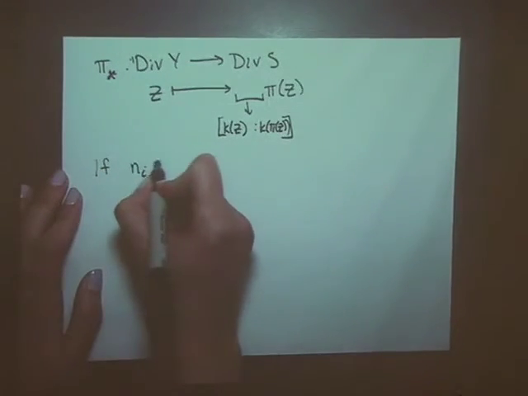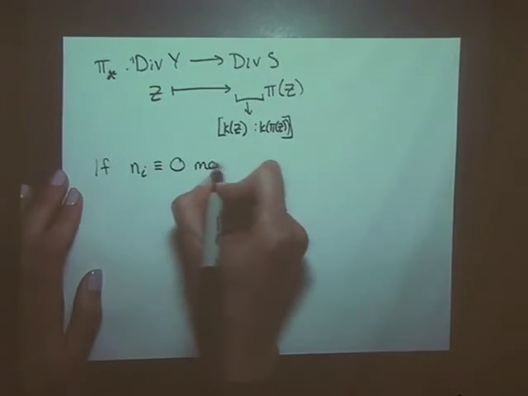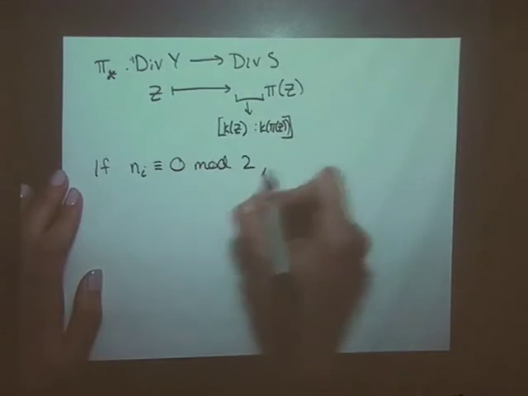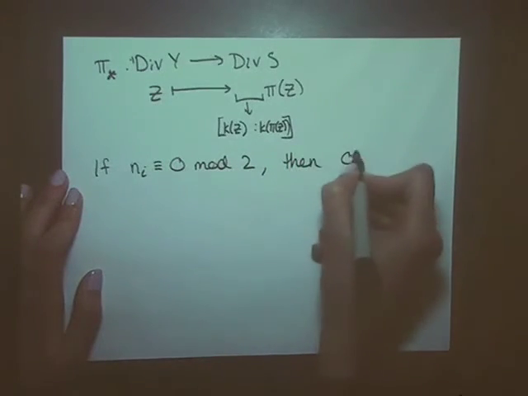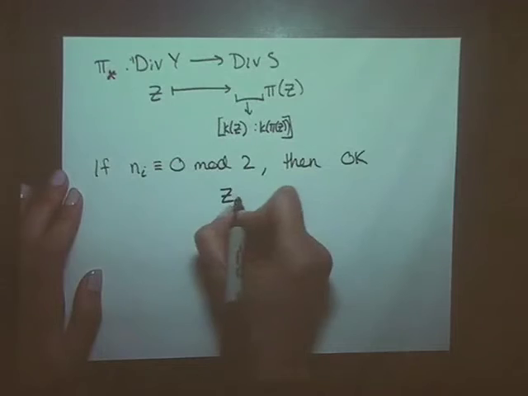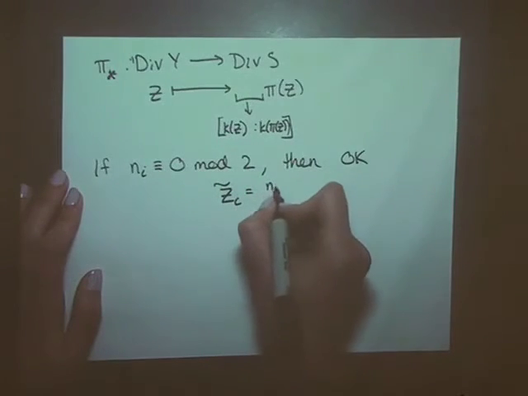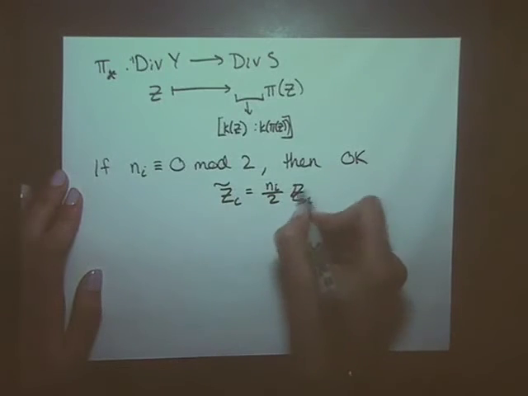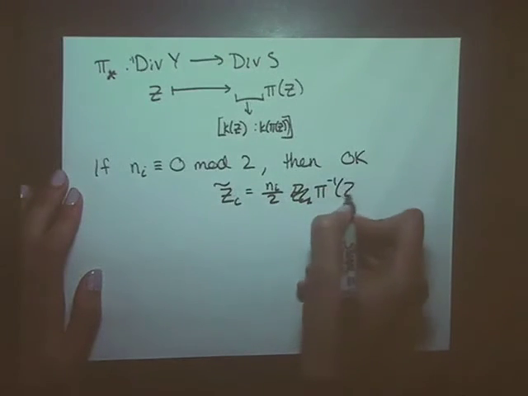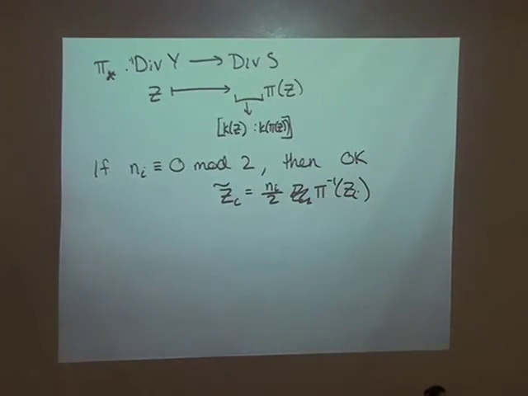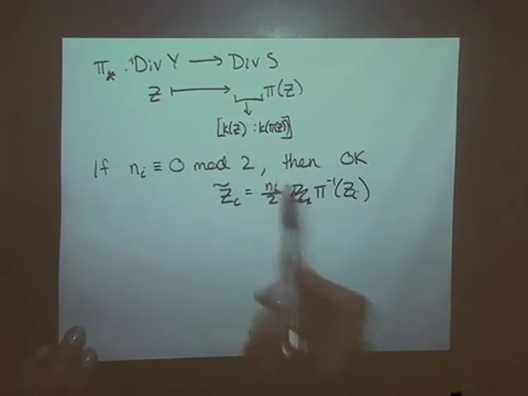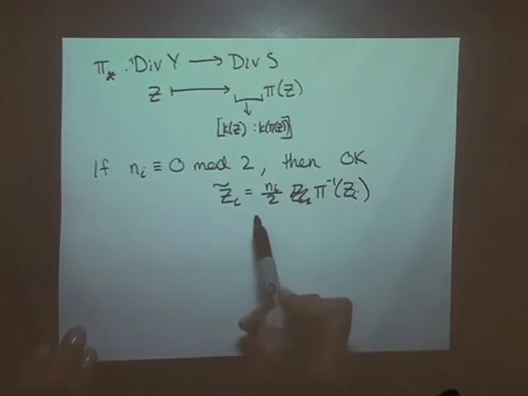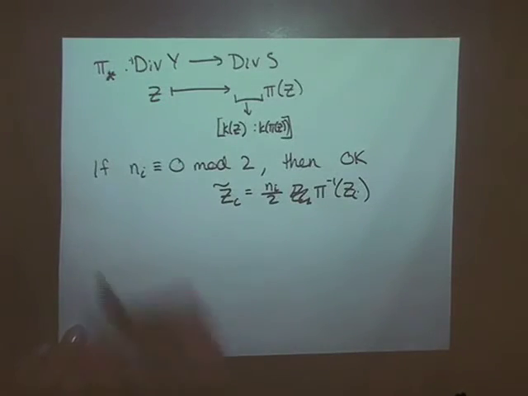If n_i is even, then everything is okay, because I can take the Z_i tilde to be n_i over 2 times the inverse image of Z_i. The map is 2 to 1, so the inverse image will be 2 to 1. So this thing will be 2, and then it will cancel out. But what if the extension is odd?